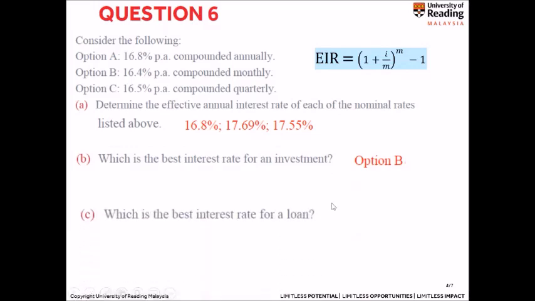Question C. Which is the best interest rate for a loan? When you borrow money from the bank, obviously you want the lowest possible EIR. In this case, you will choose option A because 16.8% is the lowest among the three options.